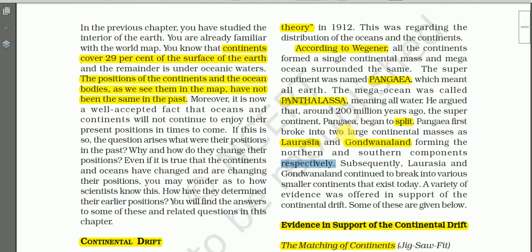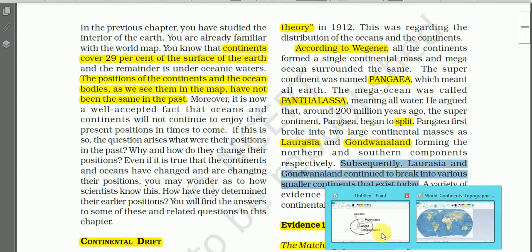The supercontinent Pangaea began to split about 200 million years ago into two large continental masses known as Laurasia in the north and Gondwana land in the south. Subsequently, Laurasia and Gondwana land continued to break into various smaller continents that exist today. So this is about the continental drift.